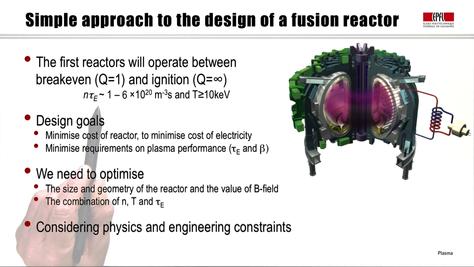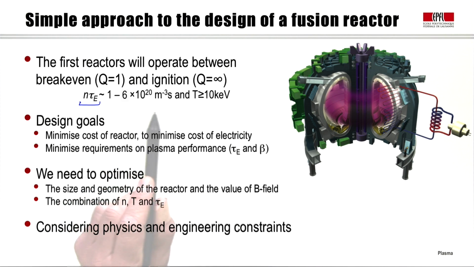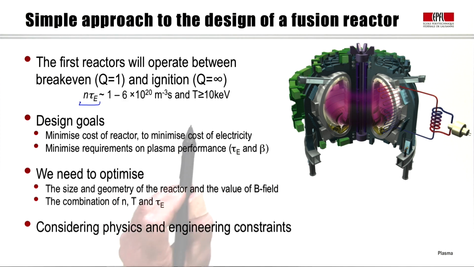In terms of the confinement quality, we can quantify that as the product of the density of the plasma and the confinement time for the energy, n times tau E. And for the two situations, we have about 1 times 10 to the 20 per cubic meter times seconds for break-even, and 6 times that, 6 times 10 to the 20 per cubic meter times seconds, for ignition. So we'll be in between these two values. Of course, together with the value n tau E, we need to have a temperature that's large enough for the fusion reactions to take place, typically 10-15 keV.